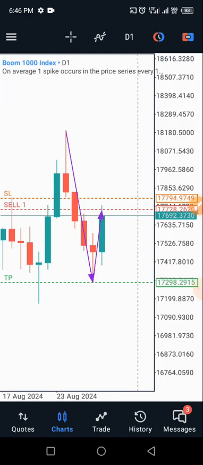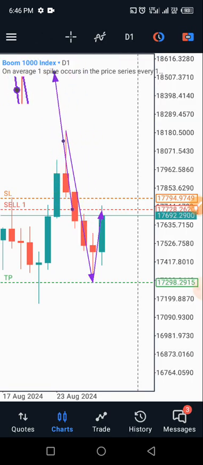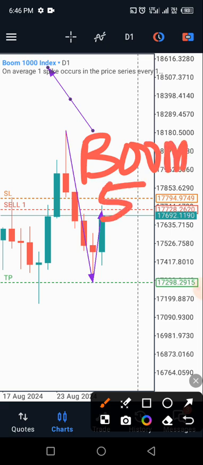Remember that we are on the Boom 1000 index, and one of the beauties of trading the Boom 1000 index market is that the market doesn't spike that much, unlike the Boom 500 index market. If you notice, the Boom 500 index market usually has a spike on an average, but on the Boom 1000 market, the spike doesn't occur that much, and that is why mostly I trade the Boom 1000 index.